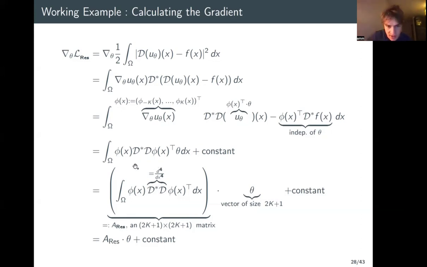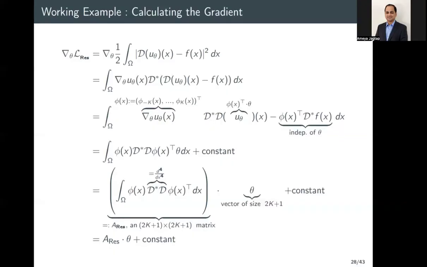So all this math is just a bit complex, but just bear in mind that this is going to be a square matrix, which corresponds to the number of different frequencies I have times the number of frequencies I have here. And the gradient of the whole loss is going to be this matrix, so this A res, multiplied by theta plus some constant. And this is all you need to know. So the gradient is equal to A res times theta plus some constant. Do you have any questions?